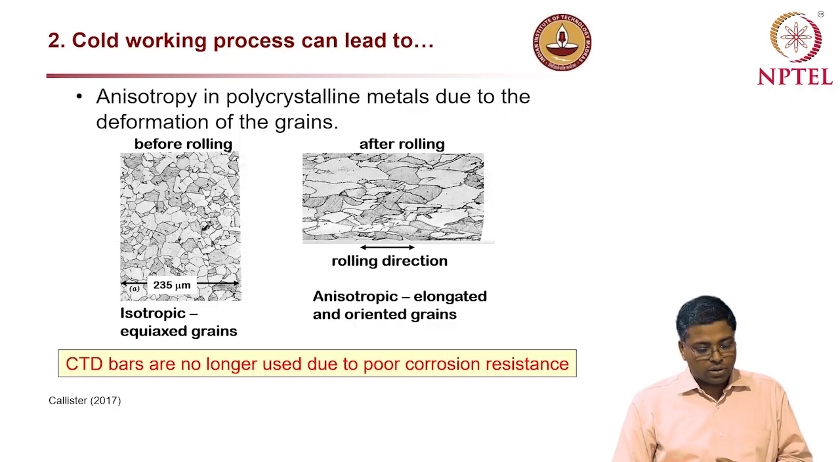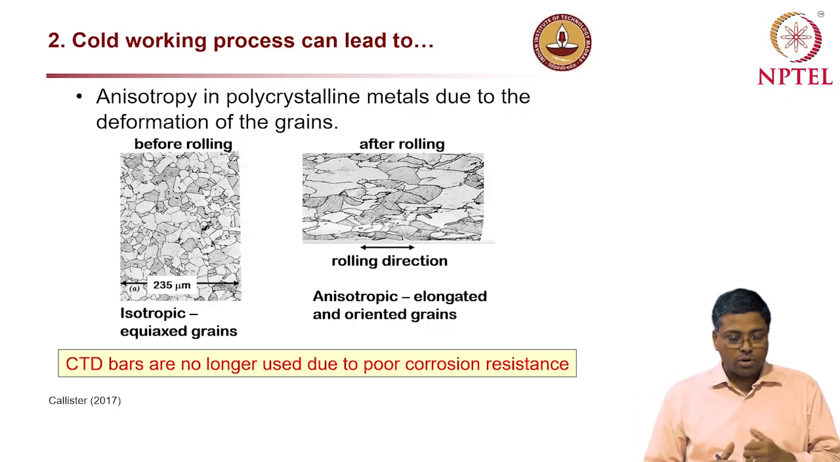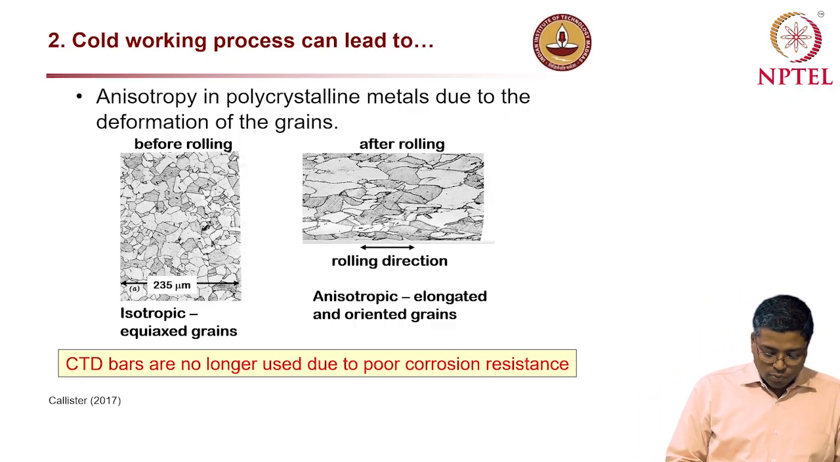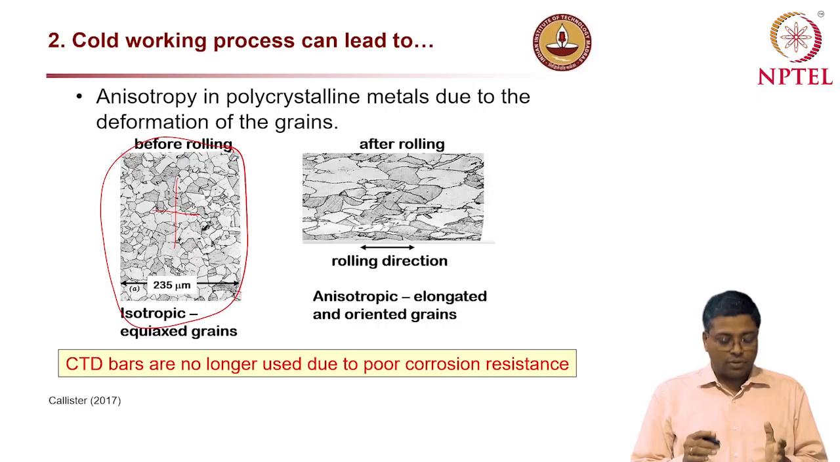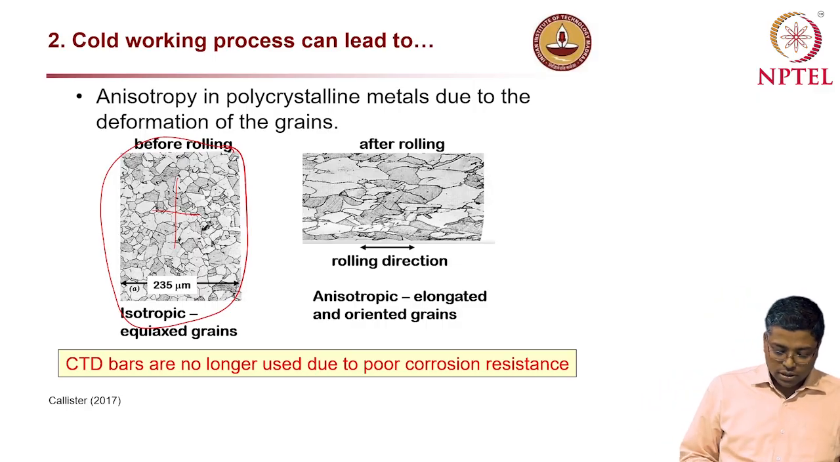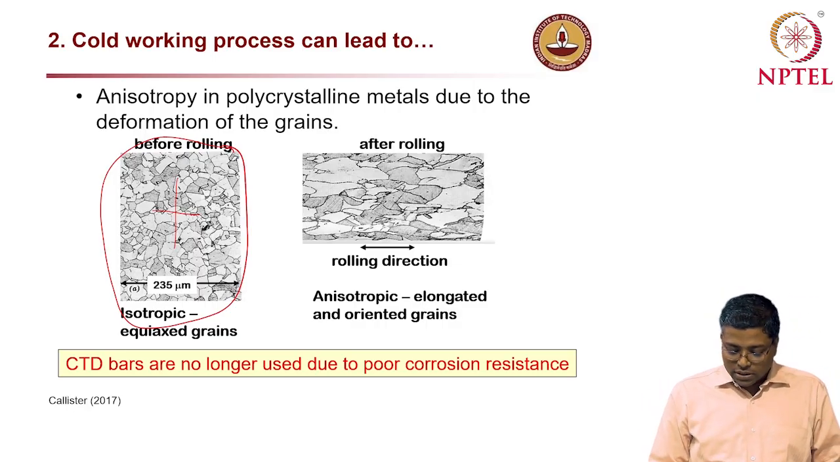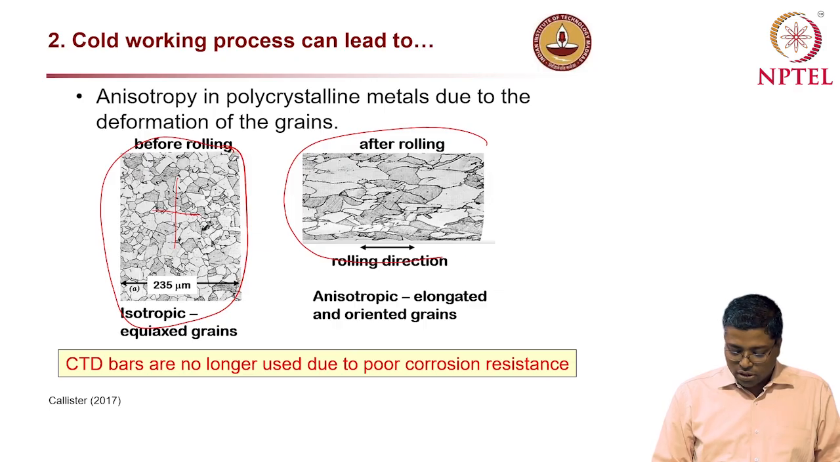So if you look at the microstructure, how this cold working process affects it. Before the rolling, you can see here in this picture, all these grains have similar size in both the x and y direction, or the horizontal and vertical direction in this picture. Whereas in the second image here, after rolling, the rolling direction is in this way.